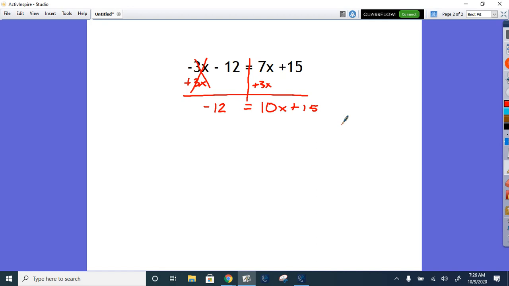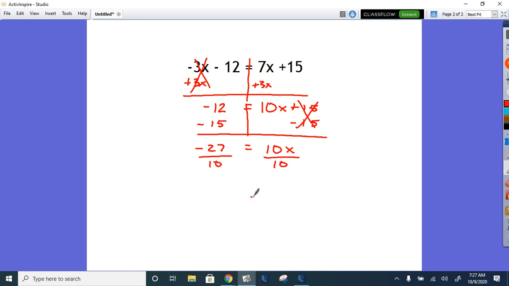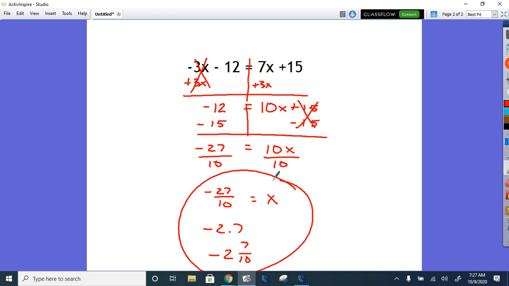And now I just moved all my variables to the right side, which means I need to move the numbers left. In this case, I'm going to subtract 15 from both sides to get my 10x alone. I get negative 27 is equal to 10x, and divide both sides by 10. So then x is equal to negative 27 tenths. If you want to make it negative 2.7, that would work, or negative 2 and 7 tenths. So that should be a review of moving that variable on both sides.